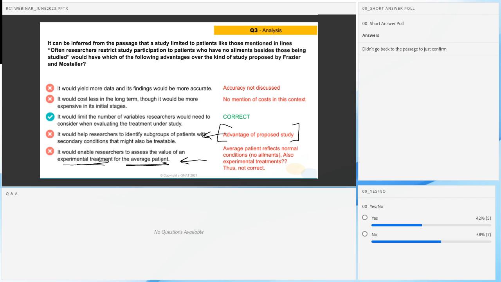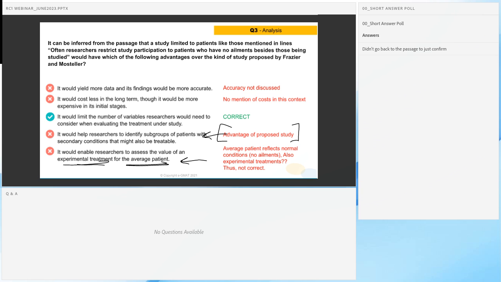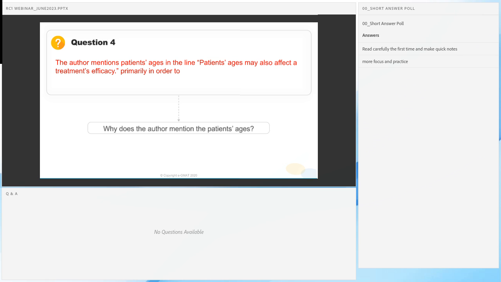If you can't type as there is a poll, I'm going to hide this. And how about now? You should be able to type now. Thank you for the feedback, Ishani. Read carefully. Focus on specific lines only. Perfect. More focus and practice. Good. All right, let's go forward.